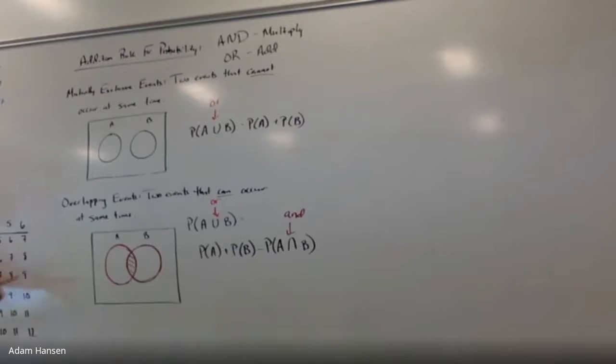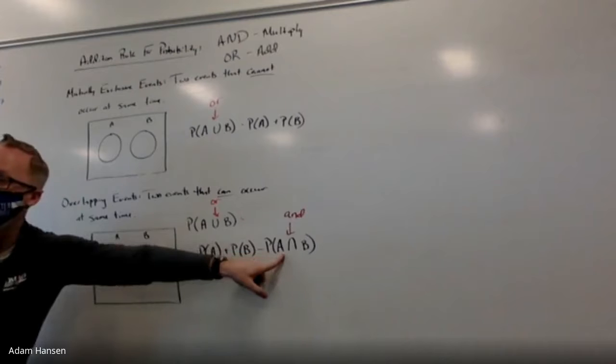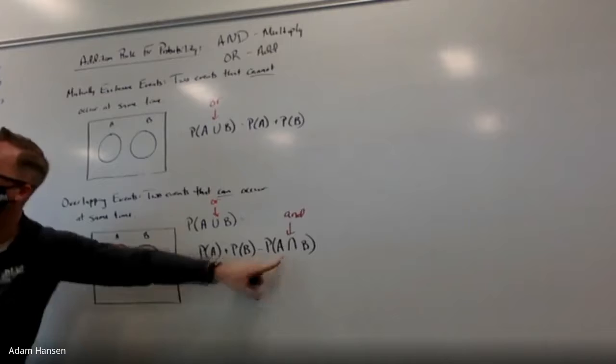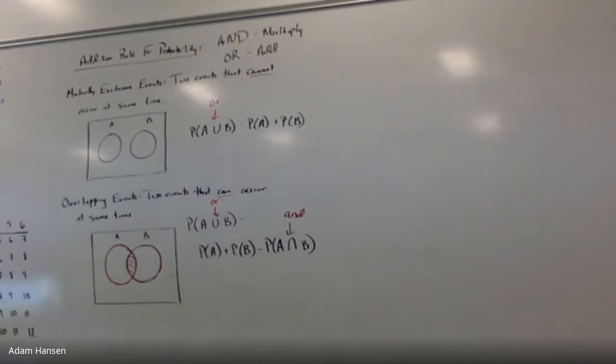I need to subtract off the overlap. What's in both? What's a king and a spade at the same time? I'm using that addition rule formula to find that total of 16. There's 16 different cards that are either kings or spades.